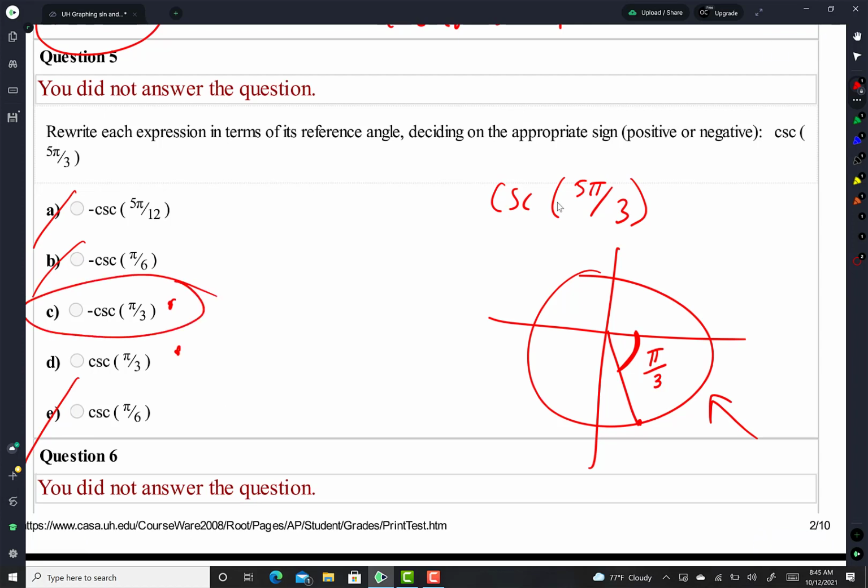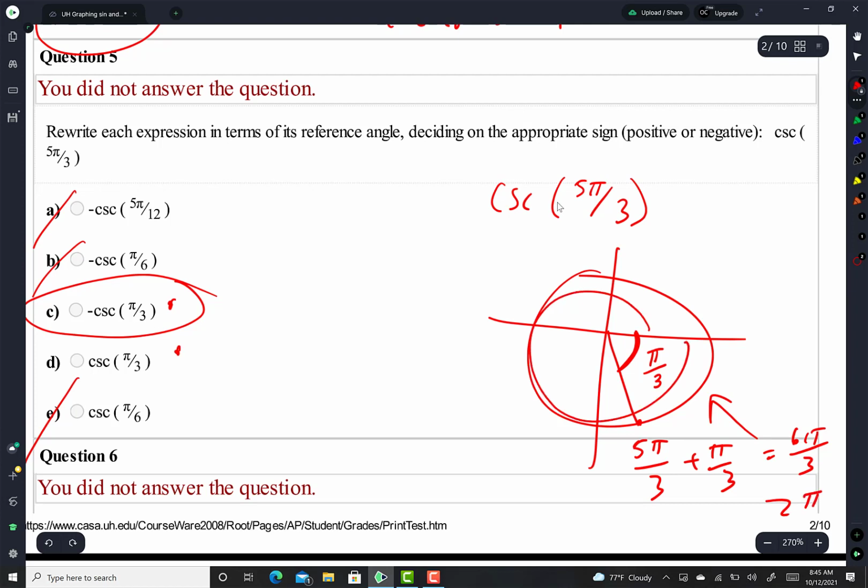Why is it pi over 3? Because at 5 pi over 3, you're pi over 3 away from being 2 pi. 5 pi over 3 plus pi over 3 is 6 pi over 3, which is 2 pi. See? You're so close to being a whole revolution. That makes sense?